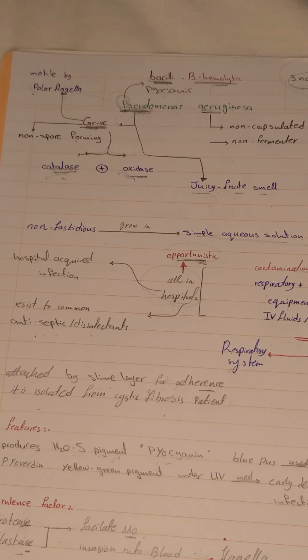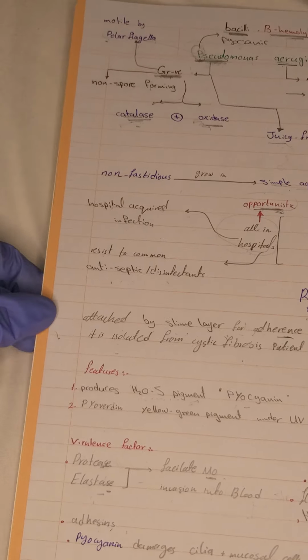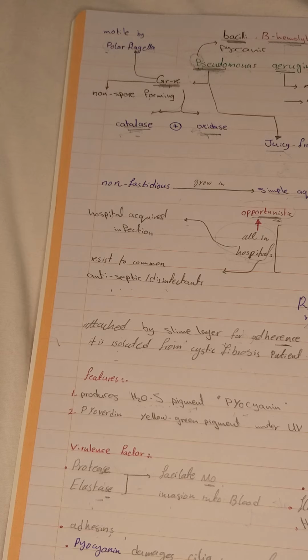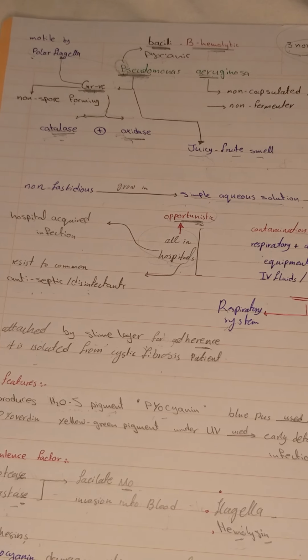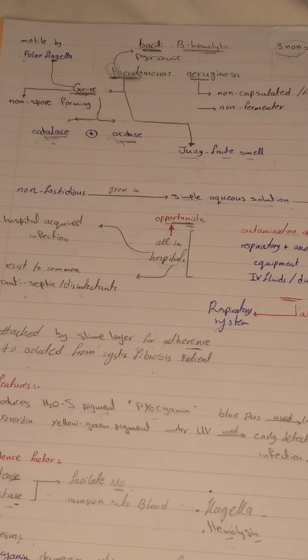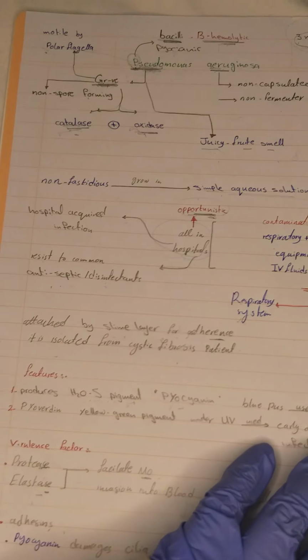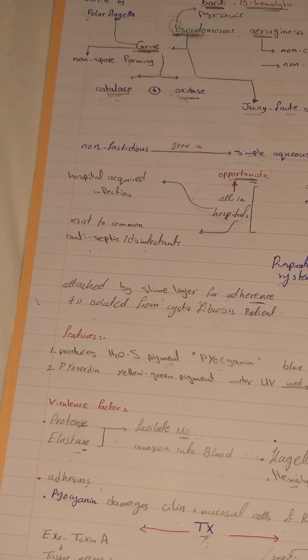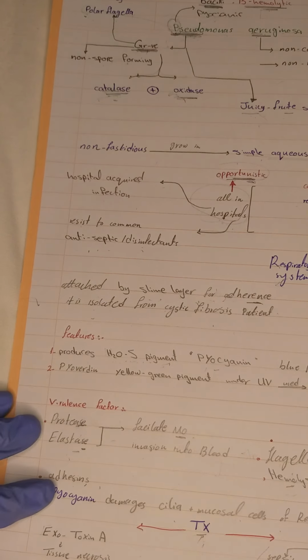But maybe a question would rise in your mind: hospitals are a very clean place. I mean, how could this bacteria grow? How could it survive and infect the patient? I will tell you that it resists common antiseptics and disinfectants, and this is very important information. Please keep it in mind, okay? As long as it's found in the respiratory anesthetic equipment, it attacks the respiratory system by producing a slime layer that helps the adherence of the bacteria to the respiratory system. It is isolated from cystic fibrosis patients.